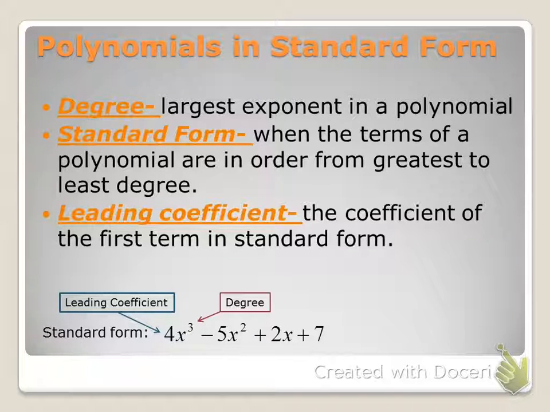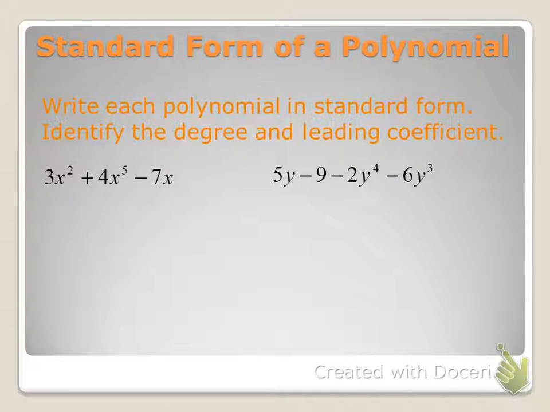So basically what you need to do is, if I ever ask you what's the degree and leading coefficient, rewrite it in standard form, and then it all comes from the first term right here. Degree, leading coefficient. Write each polynomial in standard form, identify degree and leading coefficient.